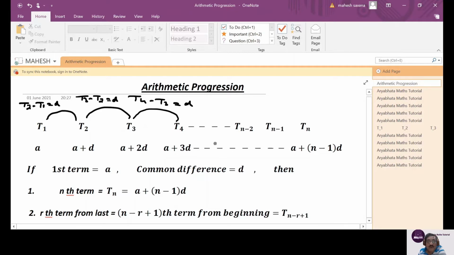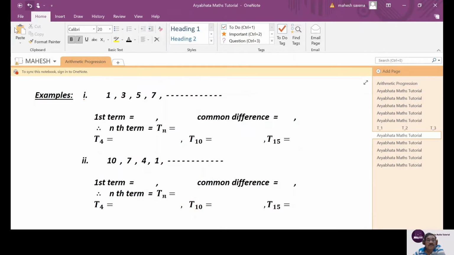T1, T2, T3, T4 etc. are in arithmetic progression. In this case, the first term is a, and this d is known as the common difference. Therefore, the nth term will be Tn equal to a plus (n minus 1)d. Suppose there are n terms in the series, then the rth term from the last will be the (n minus r plus 1)th term from the beginning, that is, Tn minus r plus 1.